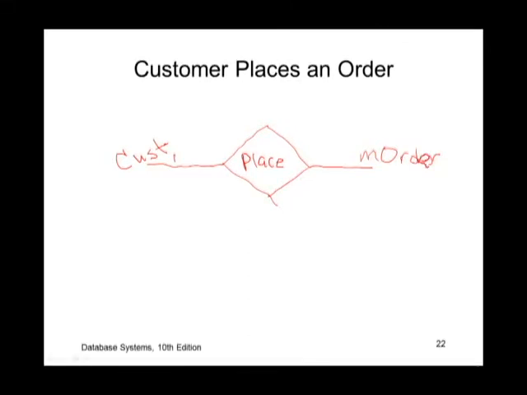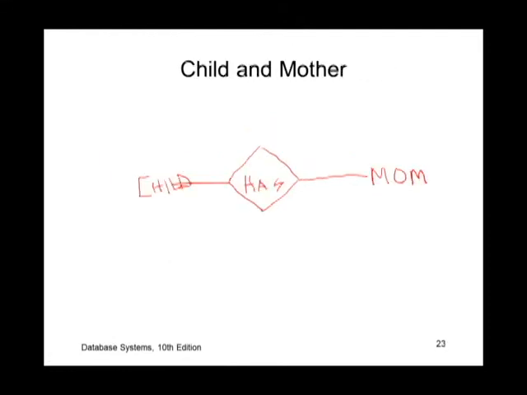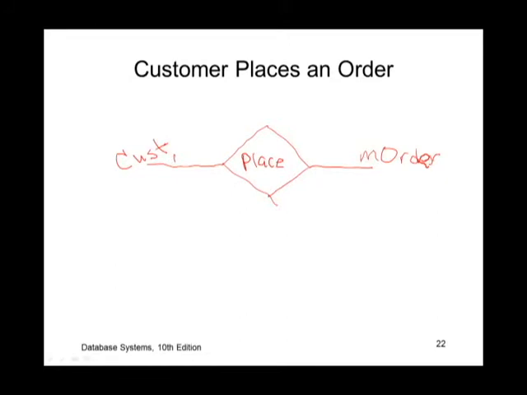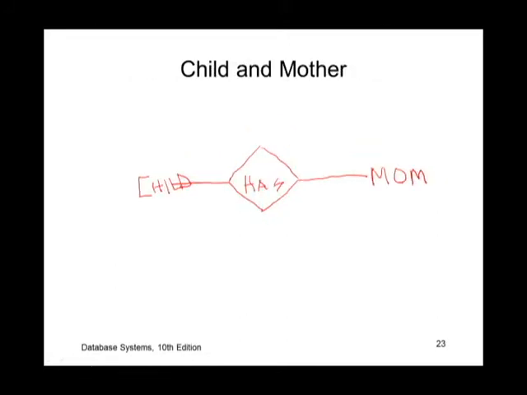Let's take a look at one more relationship, and I've gone ahead and drawn this one before we advance the slide. This is the relationship of a child and a mother. Now, we can say a child has one mother, and that would be reading our expression forward. One child has one mother.